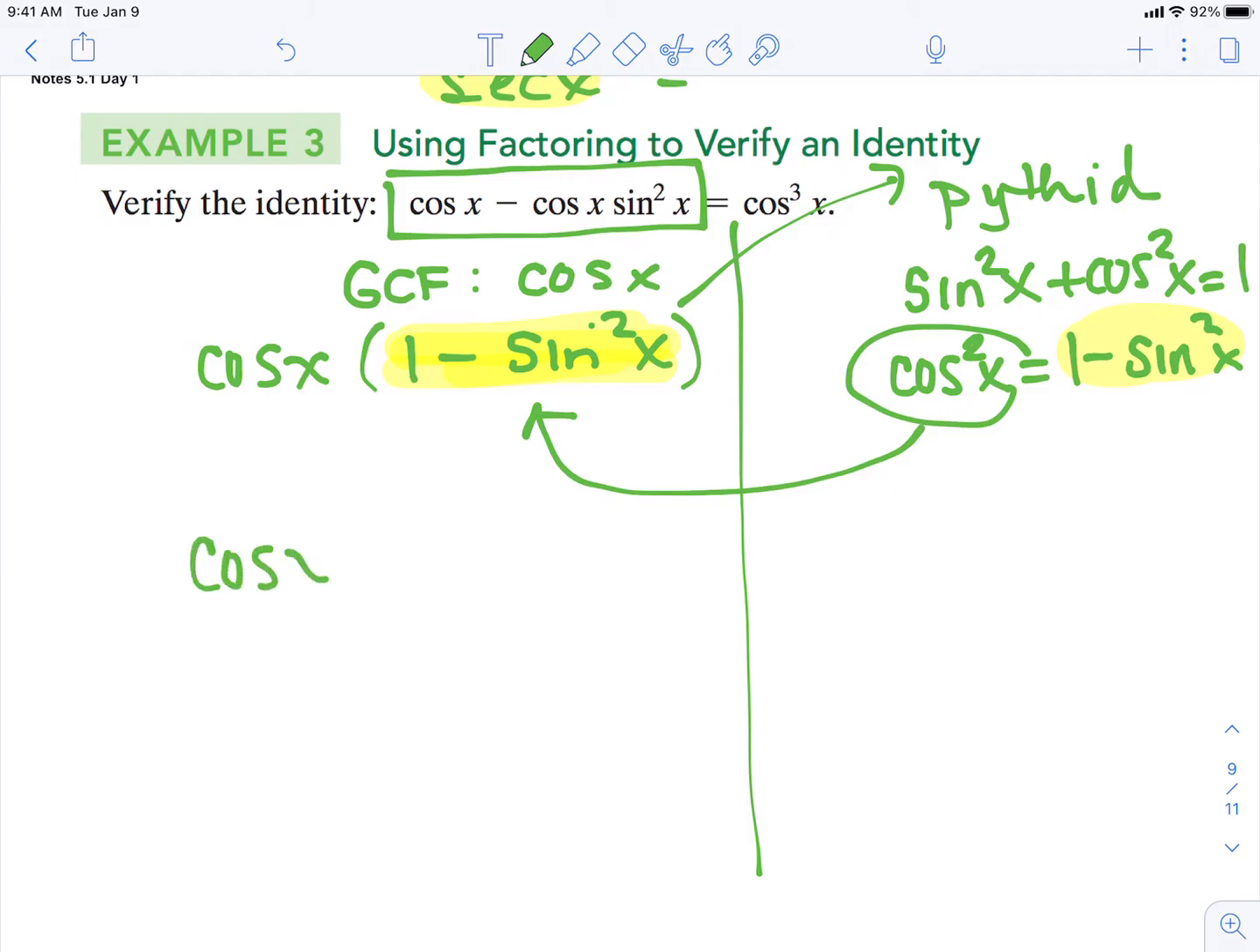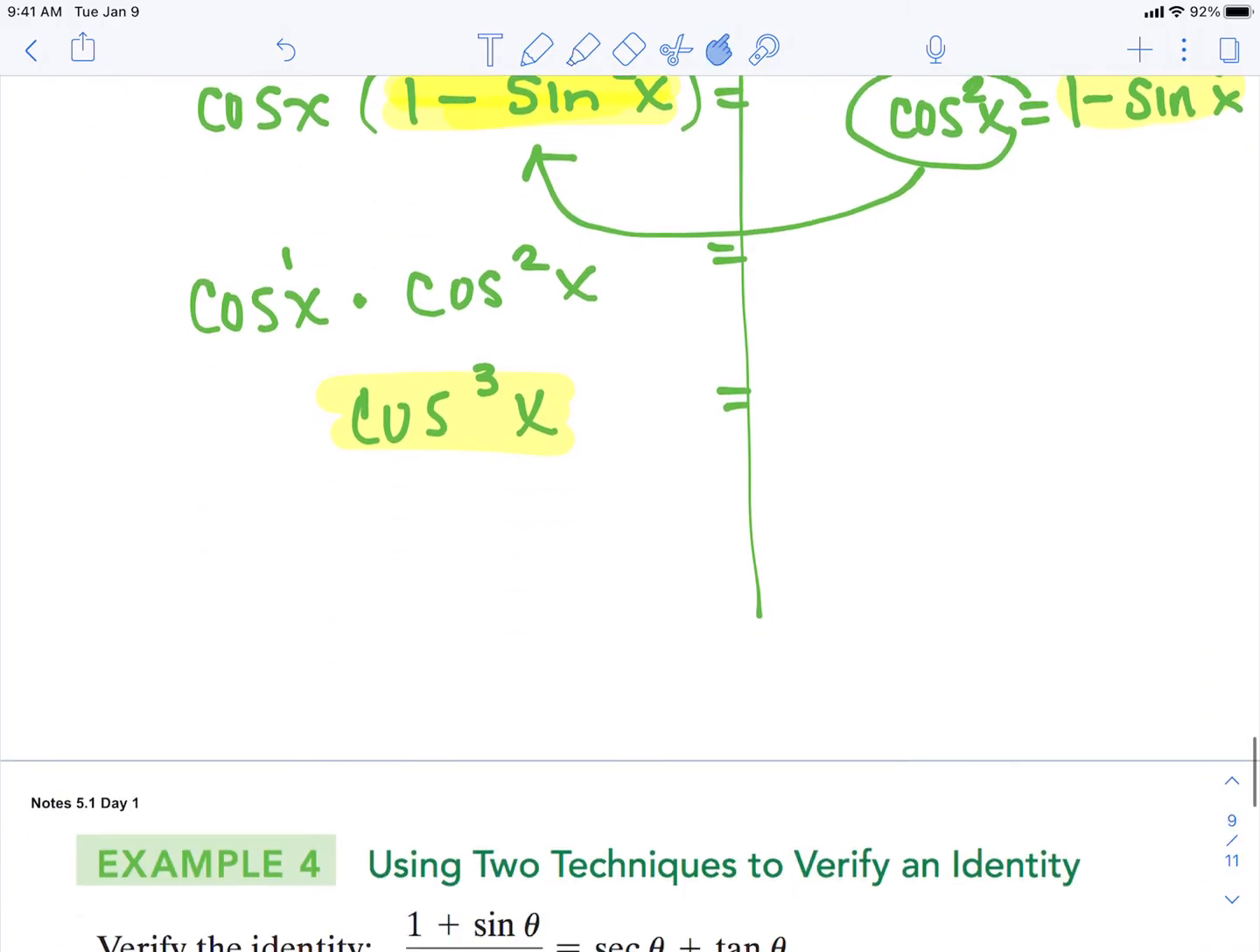So I have cosine of x multiplying cosine squared of x. Now when we multiply cosine of x times cosine squared of x, we get cosine cubed of x. So look above. We wanted to finish with cosine cubed of x, and we got cosine cubed of x.